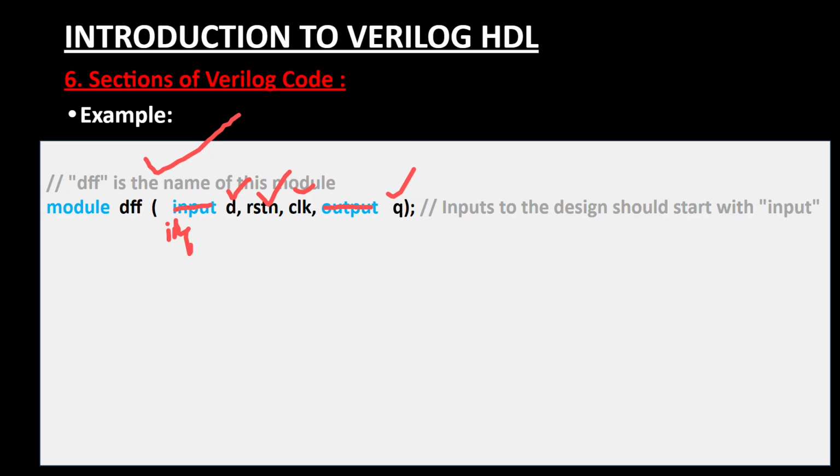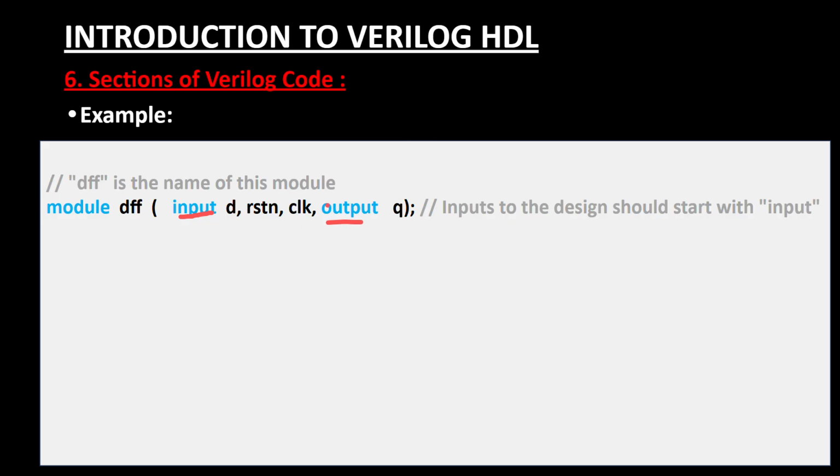input D comma, clock comma, reset. Like this. Okay, you can declare also like this, or here itself you can give input followed by output, or output followed by input, anything. So you should separate them by commas.